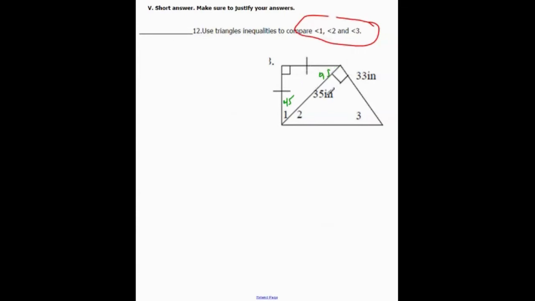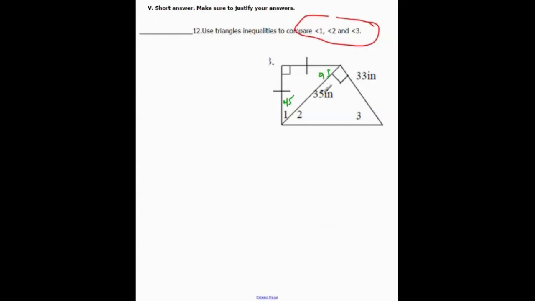So these are going to be the same. So we need to figure out more about 2 and 3. This is 90. Now, in a right triangle, the other two angles are either both equal to 45, or one's going to be bigger than 45 and the other one's going to be smaller. You can't have two smaller than 45, and you can't have two bigger than 45. So one of these two is going to be bigger than 45. One of these two is going to be smaller than 45.